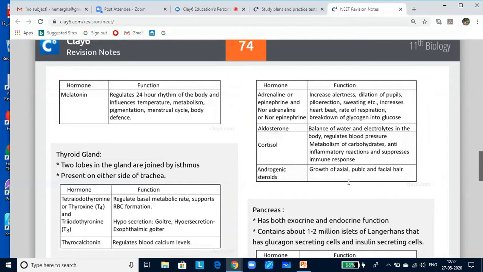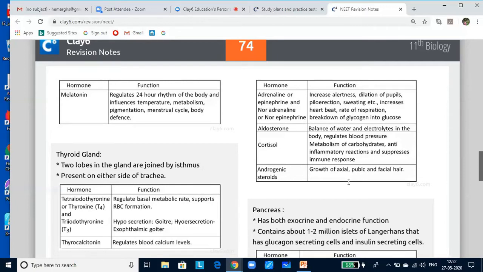So whenever you are getting excited or having a kind of fear or anger, there is a lot of secretion of adrenaline in your system, and that is what we call the adrenaline rush, and it is due to the hormone produced by the adrenal gland. The other name of it is epinephrine, and the other one is norepinephrine.